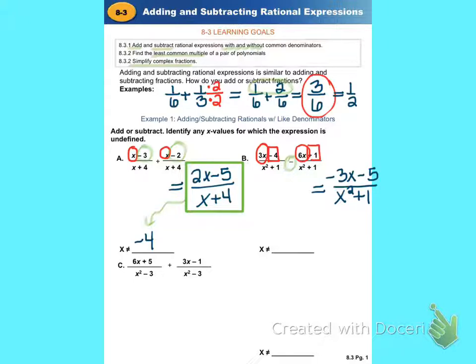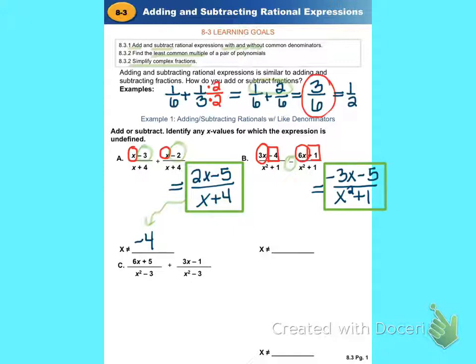Now, I think about whether there's any way I can break down the numerator and the denominator. The numerator, the only thing I could do is maybe factor out the negative. But the denominator, x squared plus 1, that's a sum of squares, and that's not factorable. So there's really nothing I can do to break that down. So that is my final answer. And the only thing I really need to do now is to tell what value the denominator can't have.